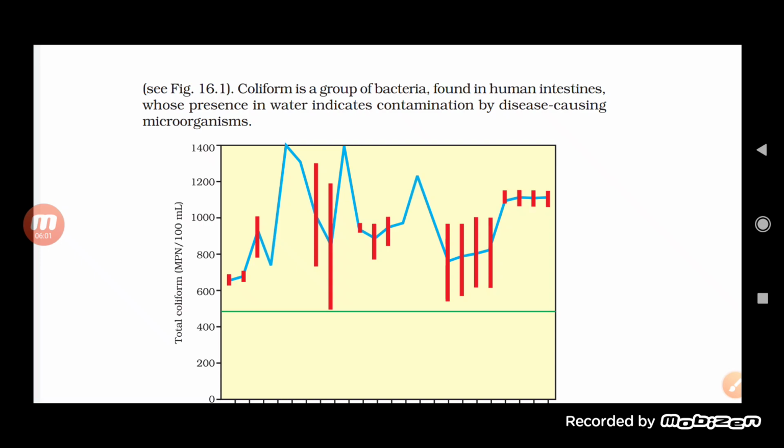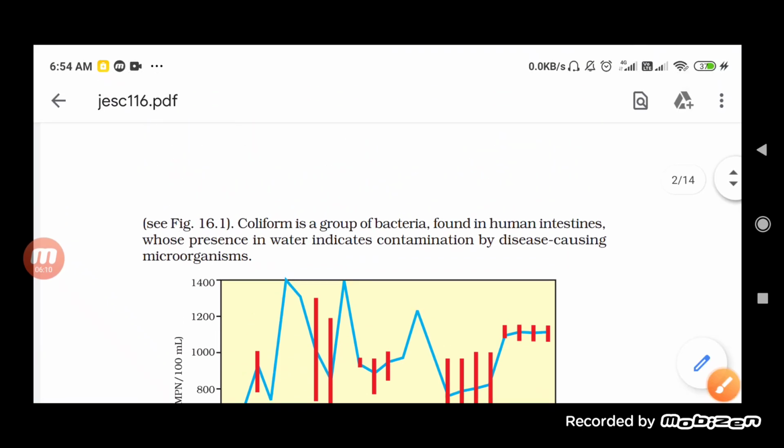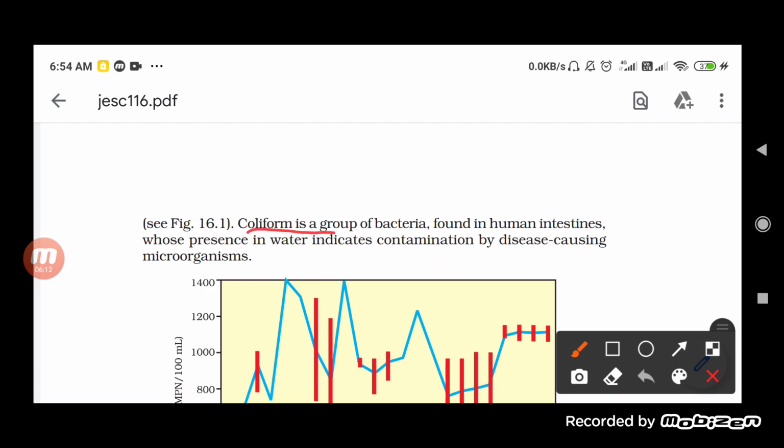See here, this is a graph, and a group of bacteria present in the human intestine, which we call coliform. This is the coliform, a group of bacteria found in the human intestine, whose presence in water indicates contamination by disease-causing microorganisms. So basically, their presence tells us that microorganisms are present in the water. It tells us how polluted the water is.